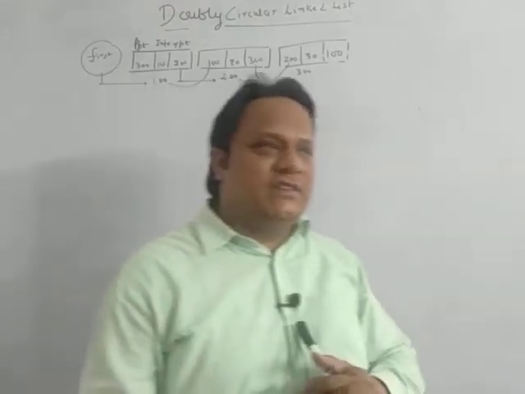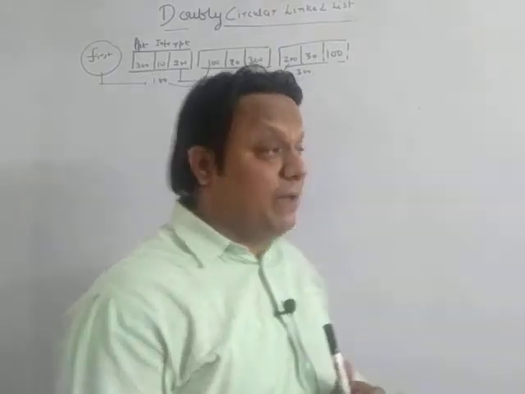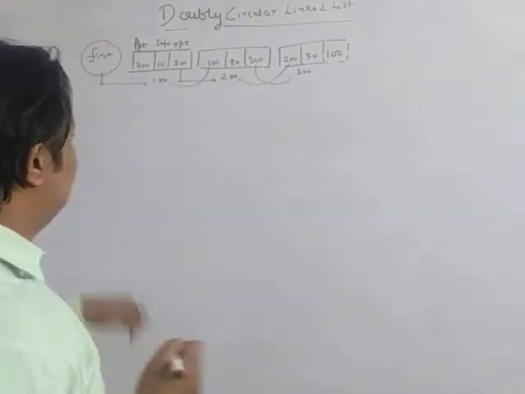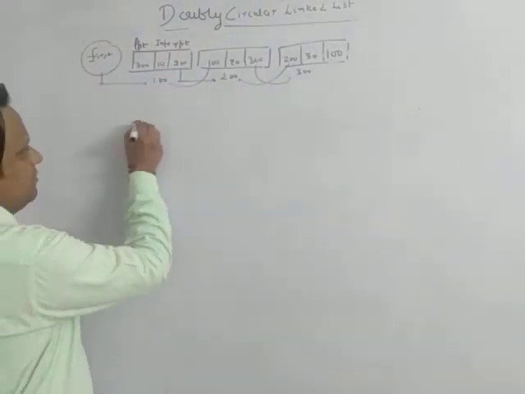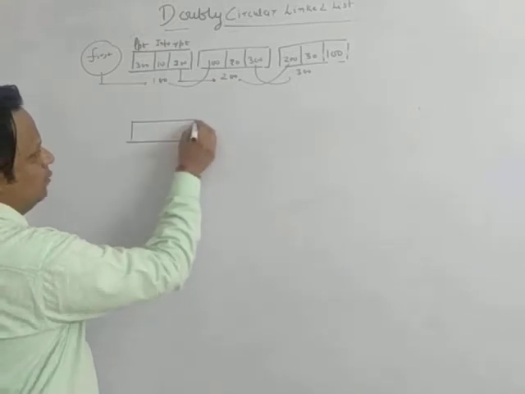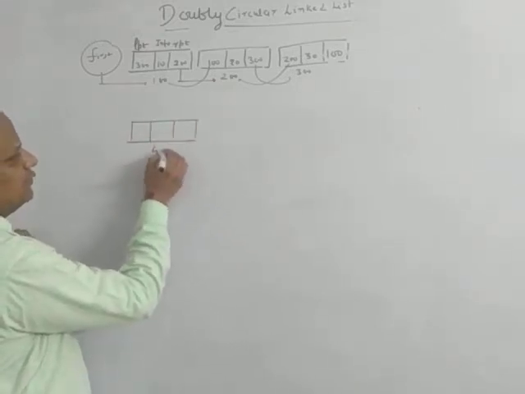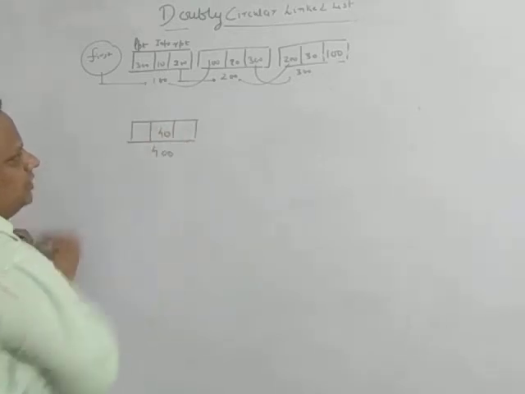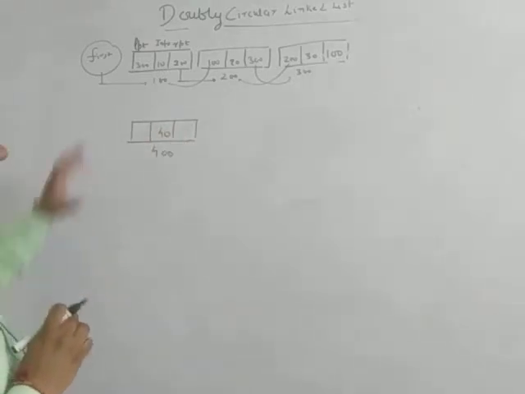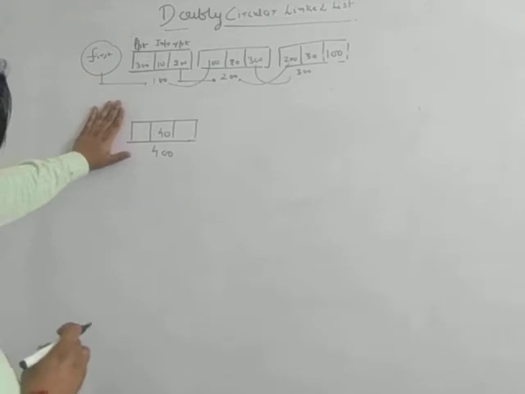Hi guys, so in this session we will see how to insert a node at the beginning of a doubly circular linked list. So again I will follow the same approach. Let this be my node which I want to insert at the beginning, and let's suppose the address is 400 and the info part is 40. Now first let's understand the concept of this.